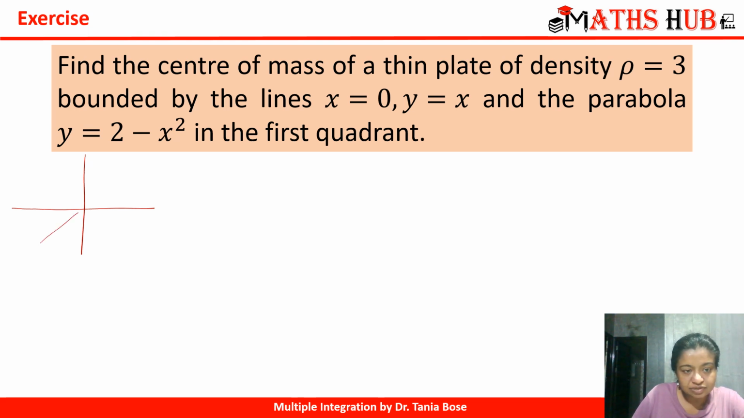So y is equal to x is this line. And now what is y equal to 2 minus x squared? I can take 2 on the other side and get y minus 2 is equal to minus x squared. Now this is a down parabola passing through the point 0, 2, right? So 0, 2 is somewhere here. So it's a parabola in this form, right?